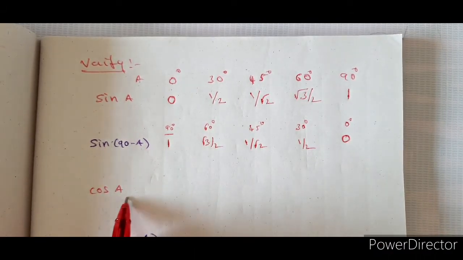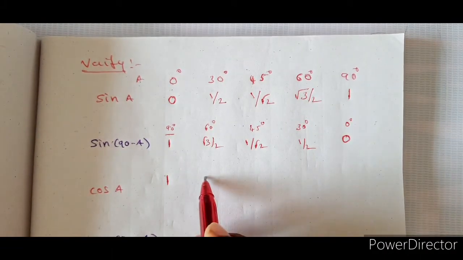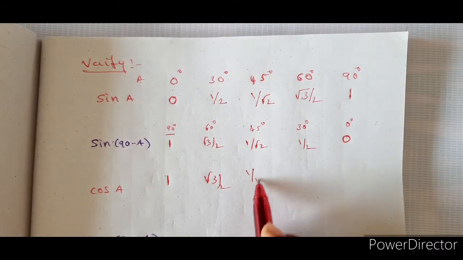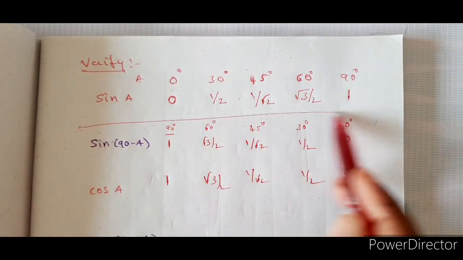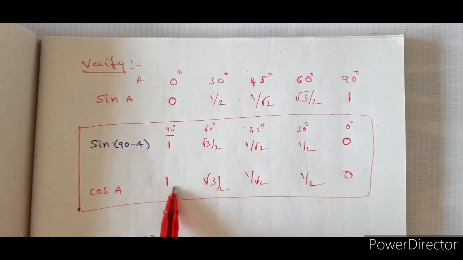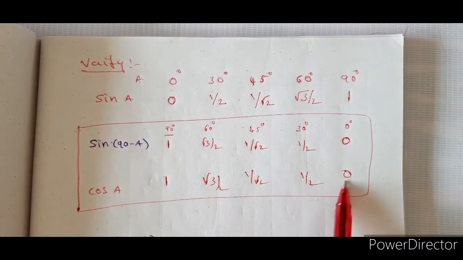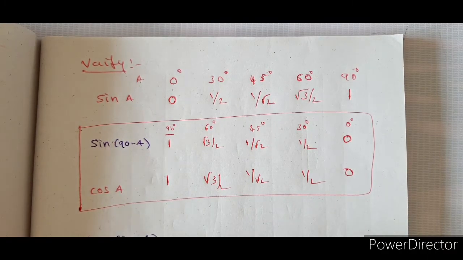Okay. Now let us write for cos. What is the rule for cos? Just reverse all these things. Right? 1, root 3 by 2, 1 by root 2, 1 by 2, 0. Beautiful. We got the same values, is it not? For every angle, cos A is equal to sine of 90 minus A, for all the values. Right? Clear?